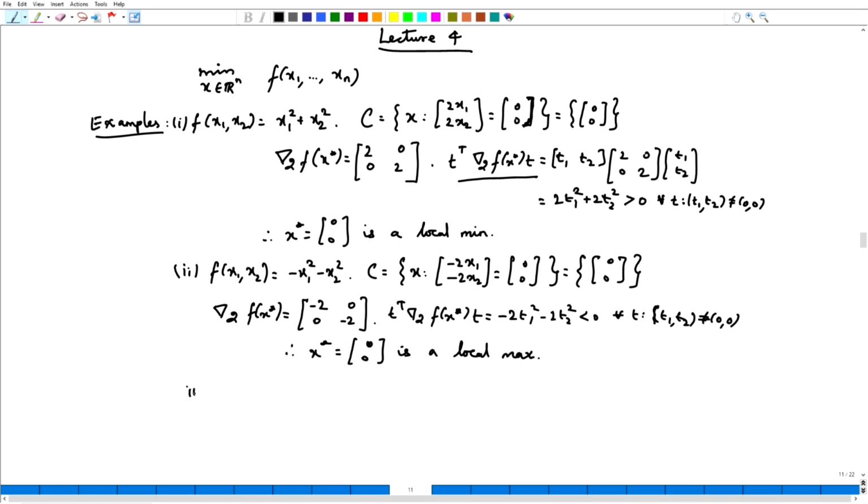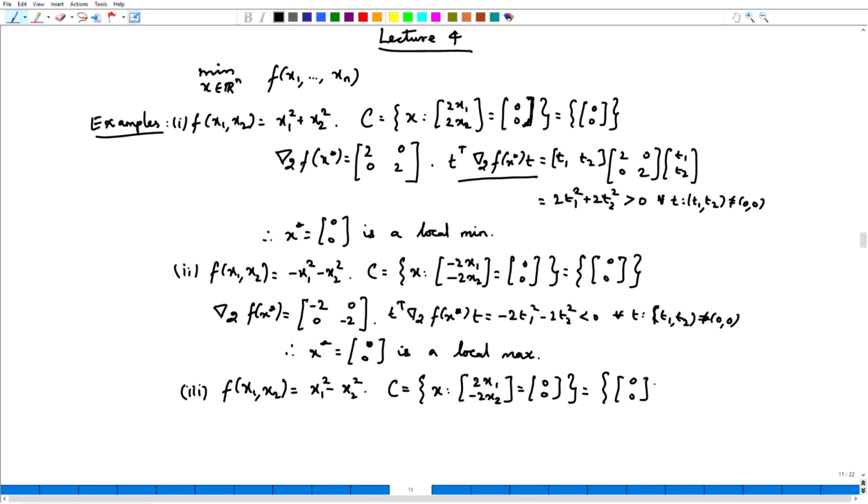Let us consider the next obvious example, x1 squared minus x2 squared. In this case, the set of critical points will again be the same. The gradient is 2x1 and minus 2x2, and they are equal to 0 only at (0, 0). So the set of critical points is again a singleton set.